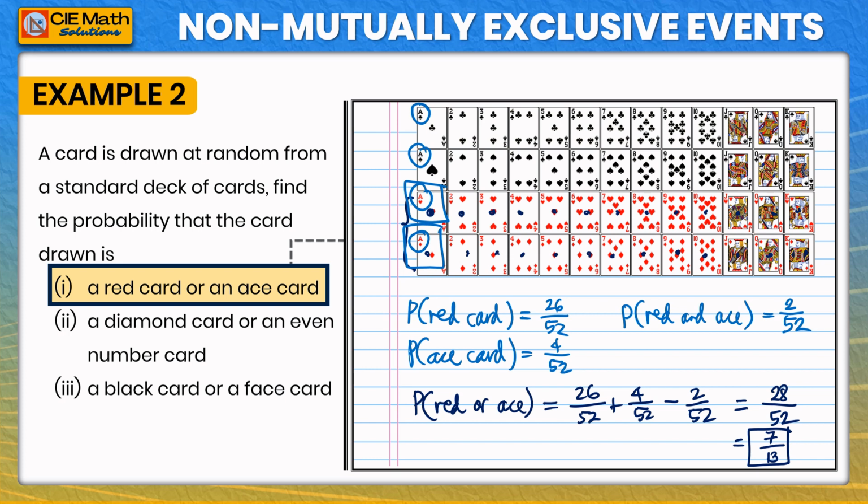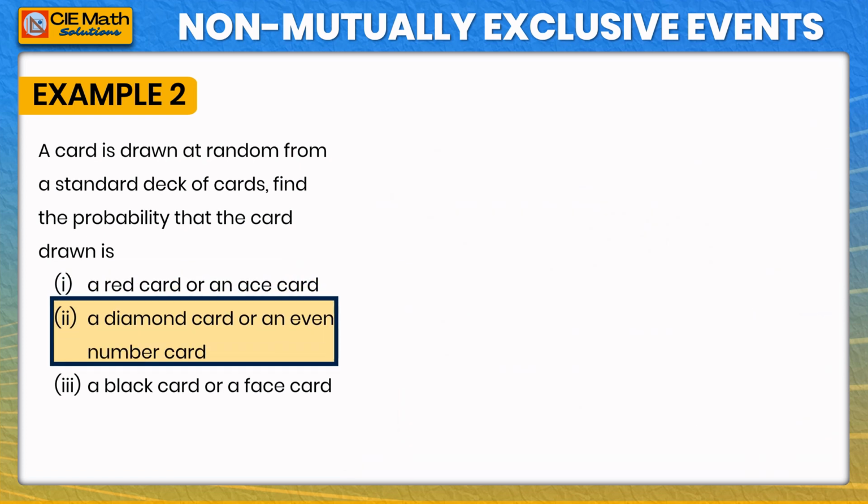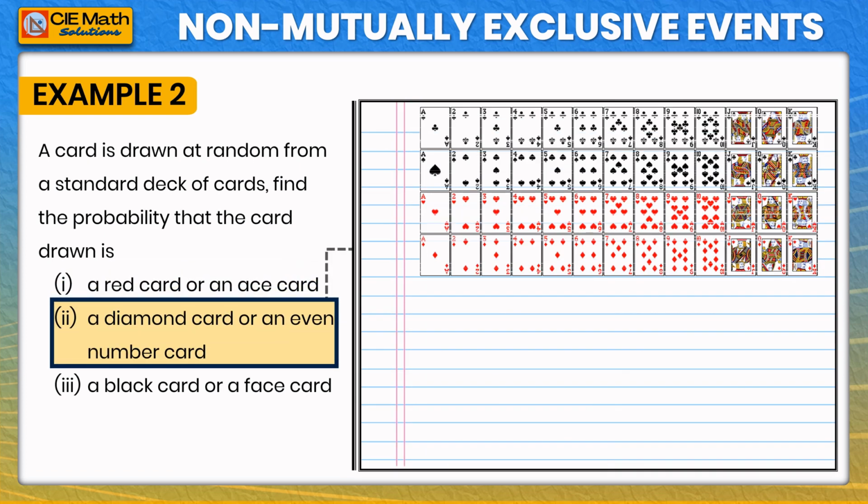Going to double I. Double I, a diamond card or an even number. Again, let's take a look at the deck of cards. The diamonds are all here on the lowest part of the deck of cards. So this contains 13 of them. So the probability of getting a diamond is 13 over 52.